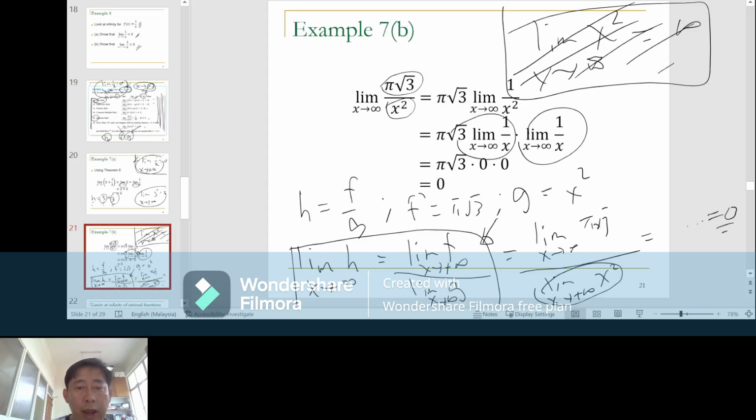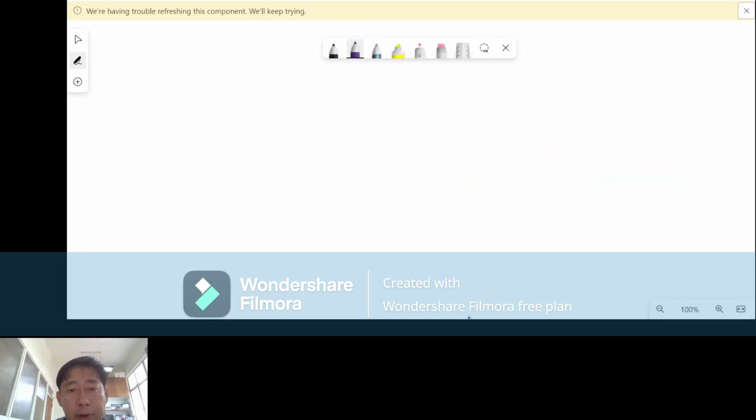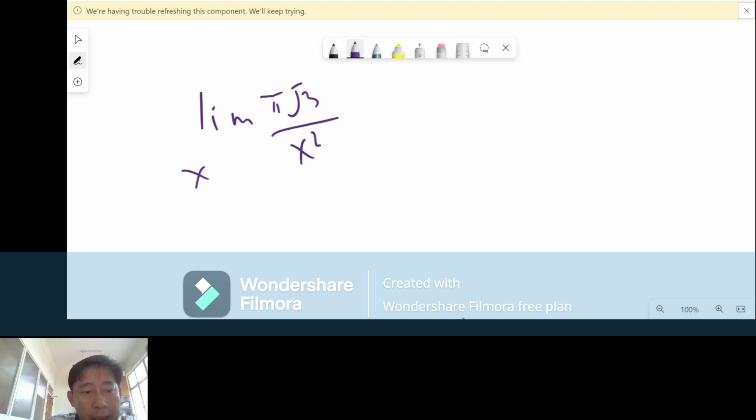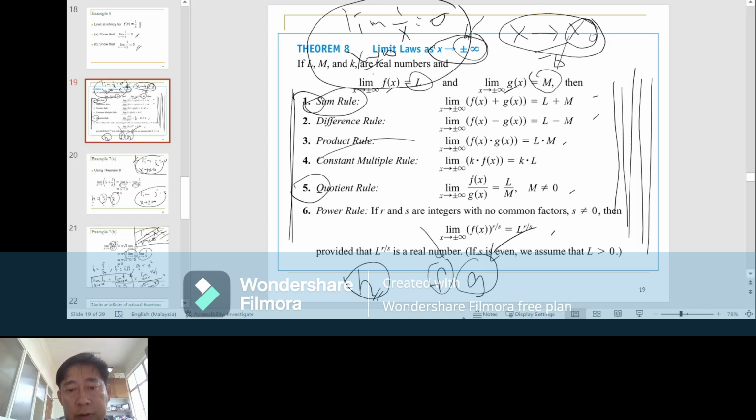So let me try to redo example 7b again. Let me write it here. For example 7b, I am dealing with a function of pi square root of 3 divided by x squared, and x is tending to positive infinity. So to proceed with this, I first use sort of the product rule. Not the product rule, I think I'm going to use the constant multiple rule.